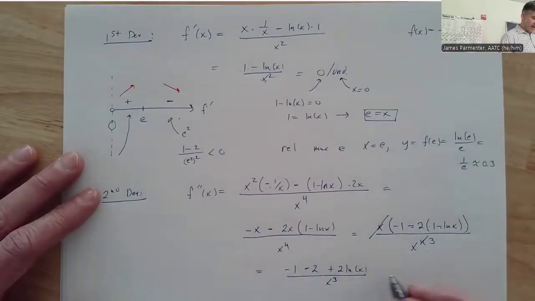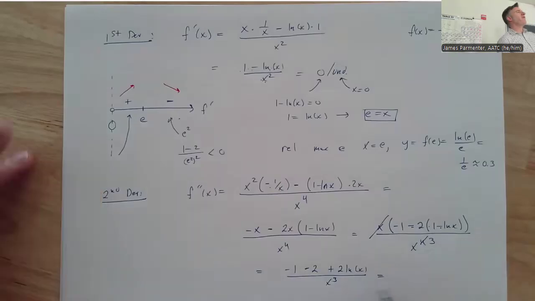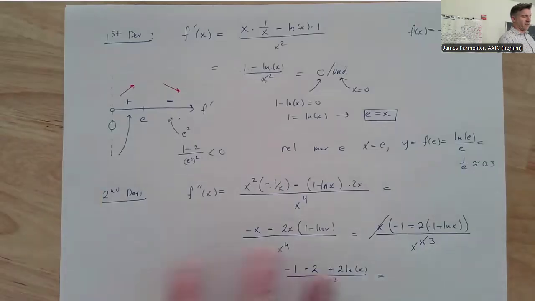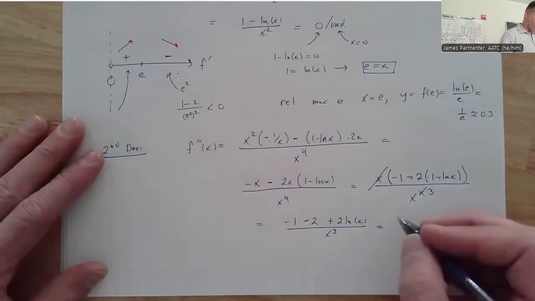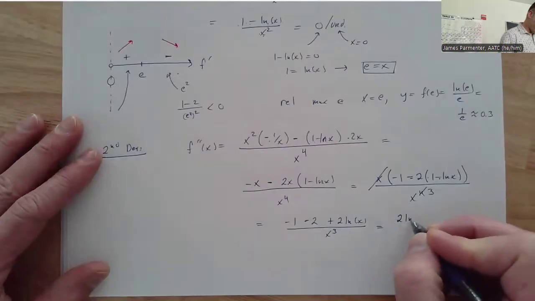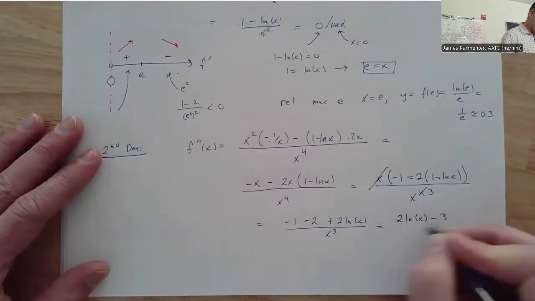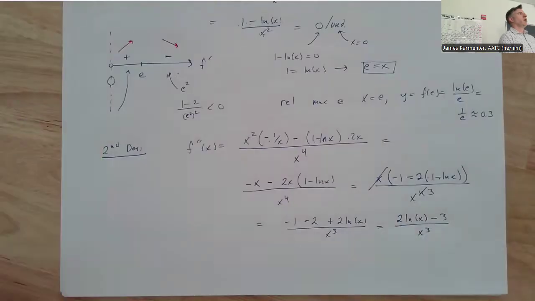divided by x cubed. Finally, the last simplification, and let's rewrite it. If you've got negative things and positive things, we usually prefer to write the positive thing first. You could write -3 plus 2 natural log of x, or you could write more typically 2 natural log of x minus 3 over x cubed.